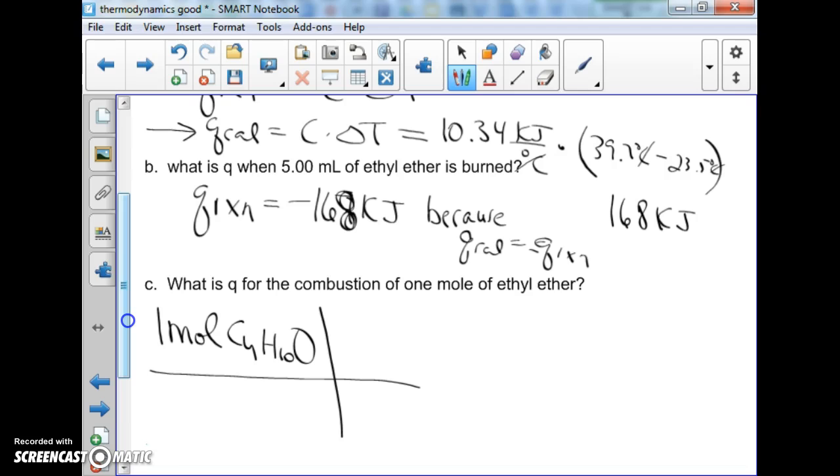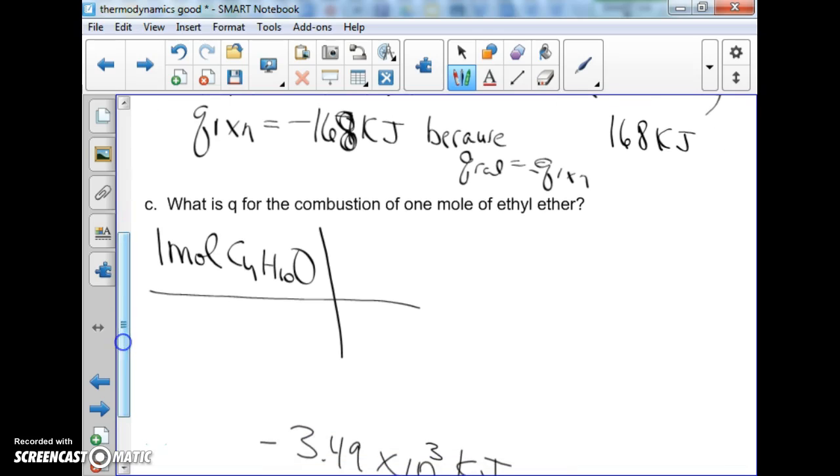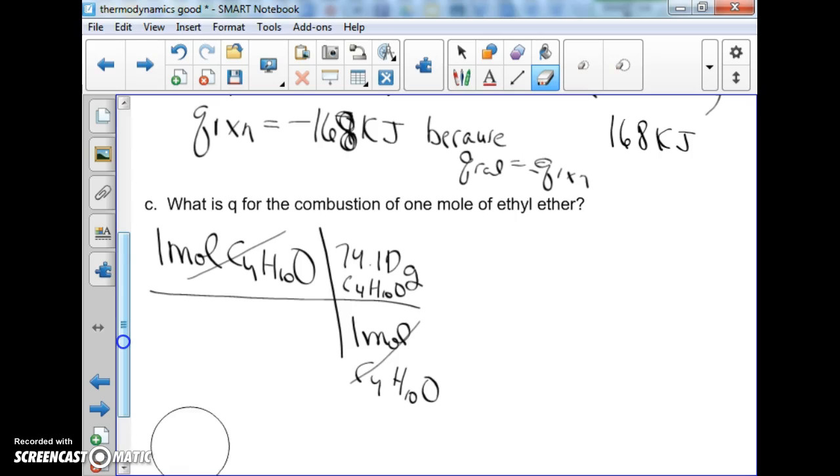74.14 grams. So 1 mole goes down here. Let me erase this just a little bit. 1 mole of ethyl ether equals 74.10 grams of ethyl ether. Now, where did I get that? I used the periodic table. 4 carbons, 10 hydrogens, and an oxygen. All right, so now moles cancel, and I have grams.